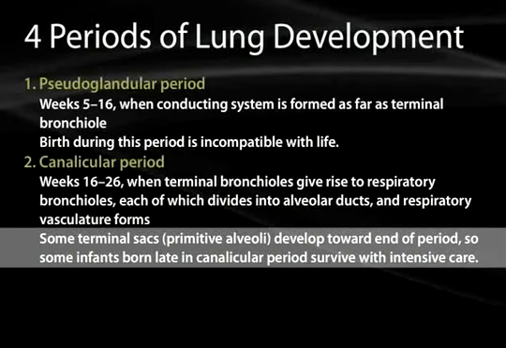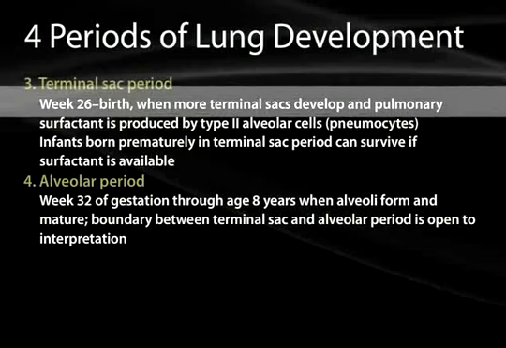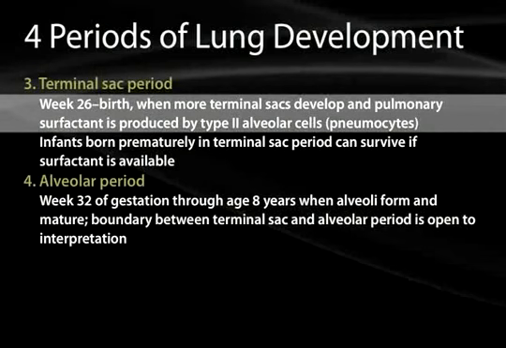At the very end of the canalicular period, you're starting to get some respiratory bronchioles and some terminal sacs coming off of that, so that there can be a very small percentage born at this stage that will actually survive. And this is really an indication of maybe where you're born. Do you have the right hospital facility to maintain an infant at this stage?